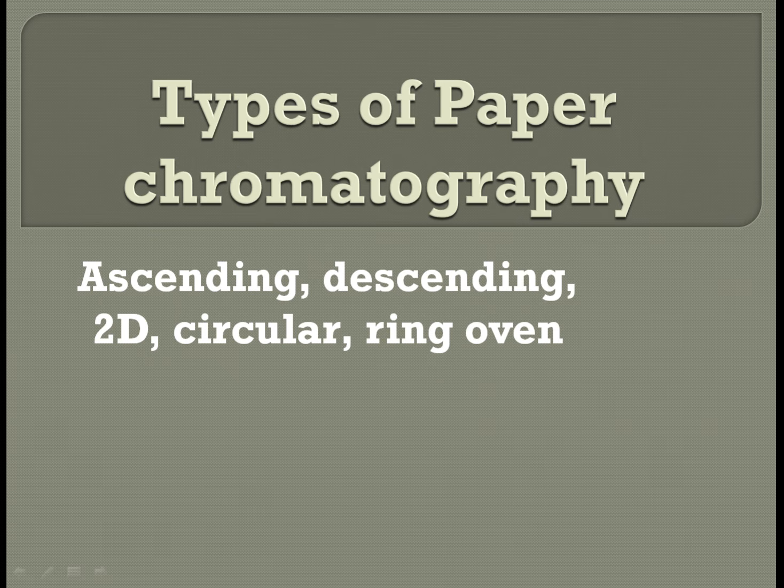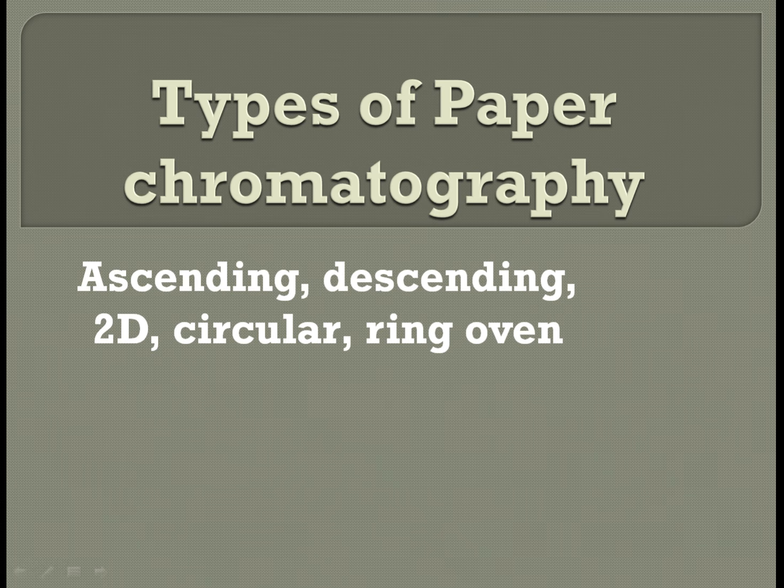In this video we will study the various types of paper chromatography. Paper chromatography is divided into 5 main types. The classification is based on how solvent moves on the paper. The first type is ascending paper chromatography. In this, the solvent moves upward due to capillary action.